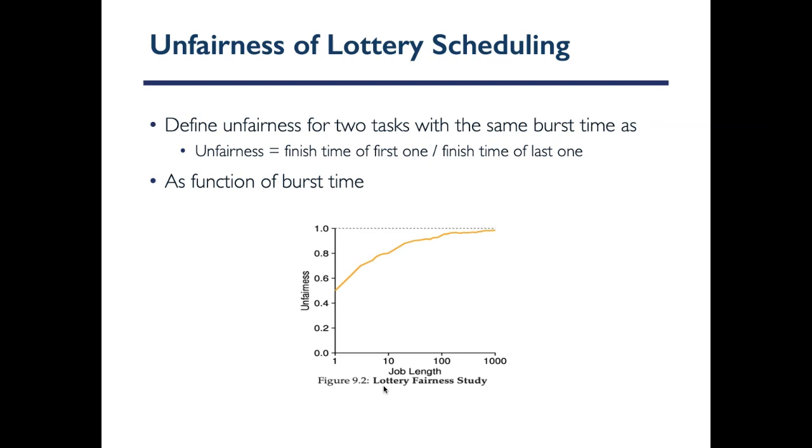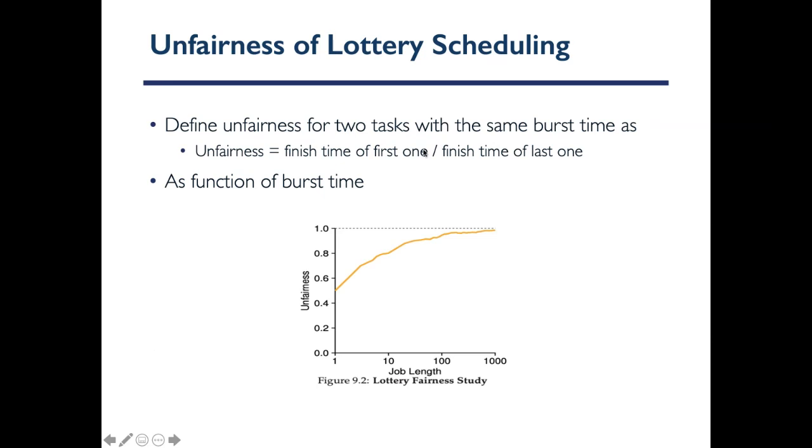Here is another aspect of lottery scheduling. Let's define unfairness between 2 tasks with the same burst time. Let's assume that they have the same burst time. Let's define the unfairness to be the finish time of the first one divided by the finish time of the second one. So if it is fair, you want this number to be 1 because they have the same burst time. That means that they have the same number of tickets. So you want this ratio to be very close to 1.